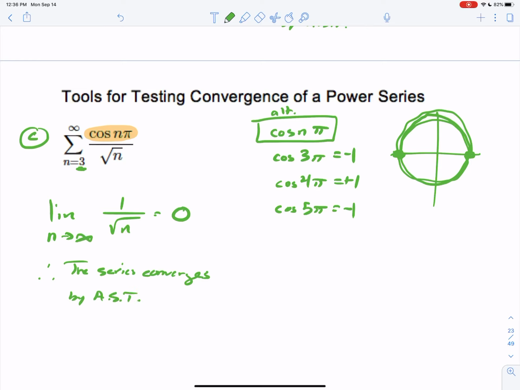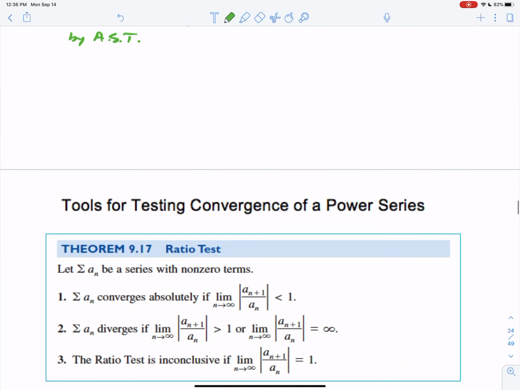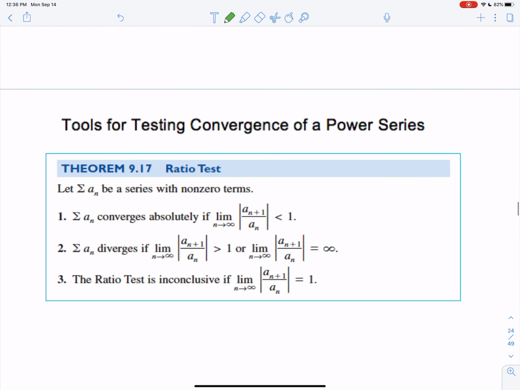Okay, hopefully it's not that bad, right? All right, here's the last test, the ratio test. This is probably the most important one, only because this is a good chunk of your points on the BC exam.